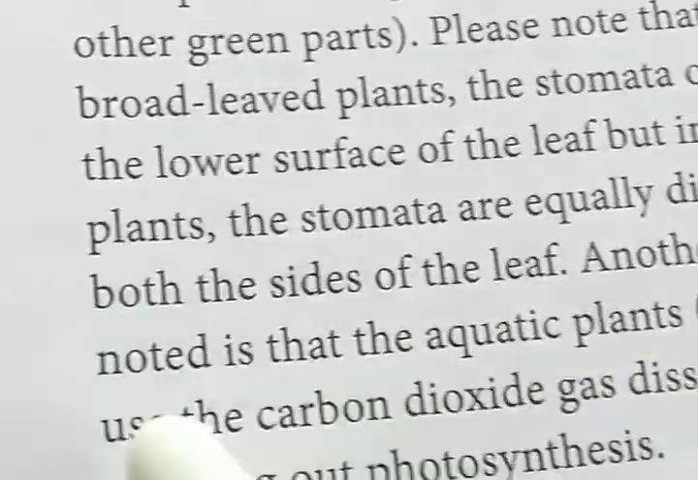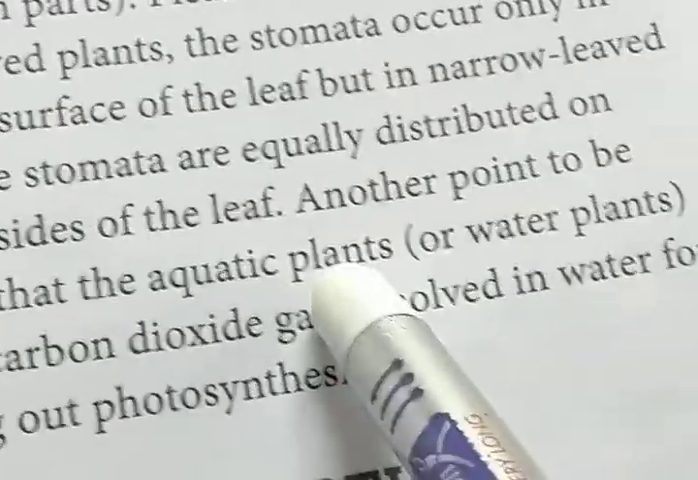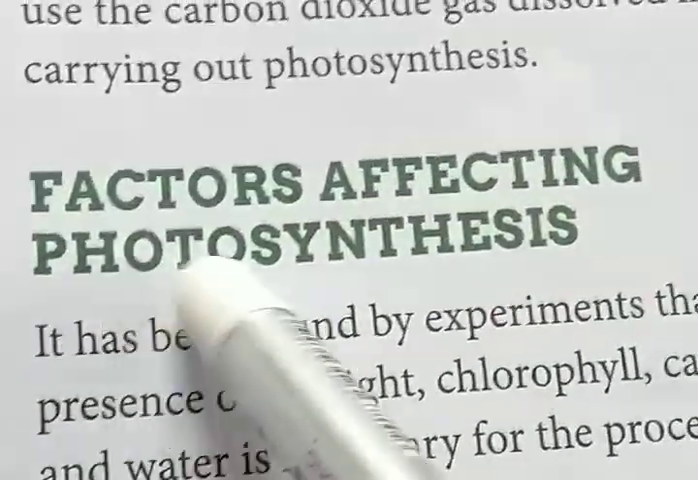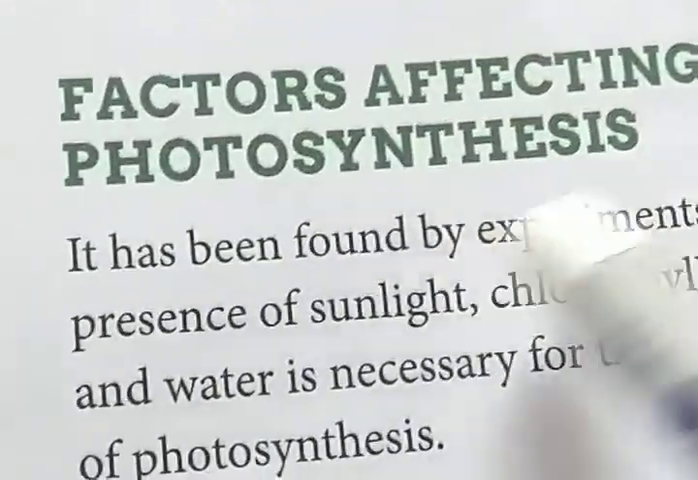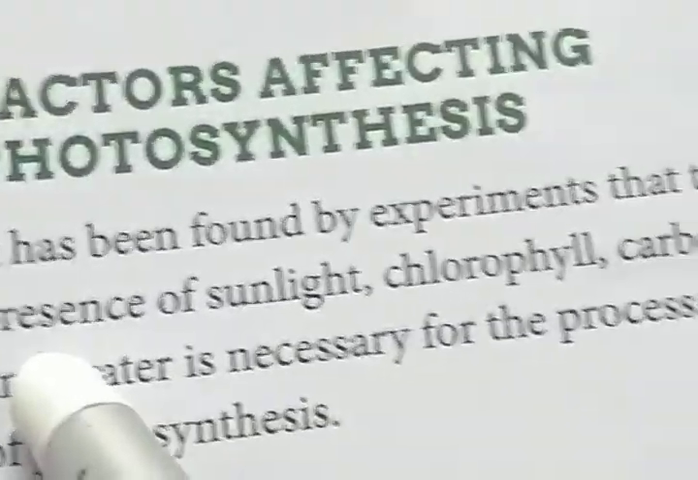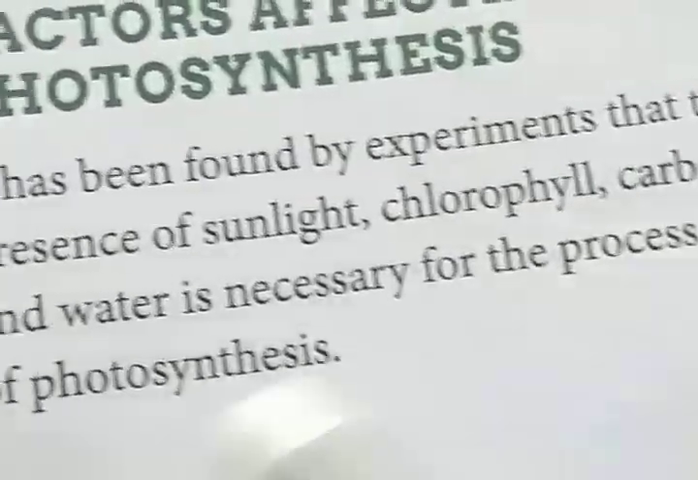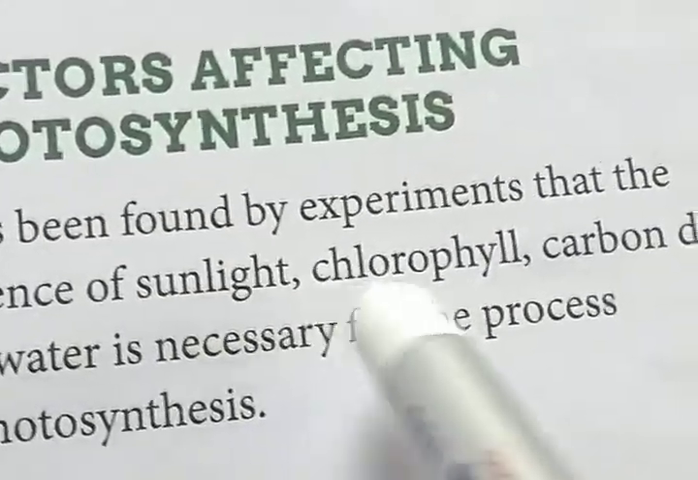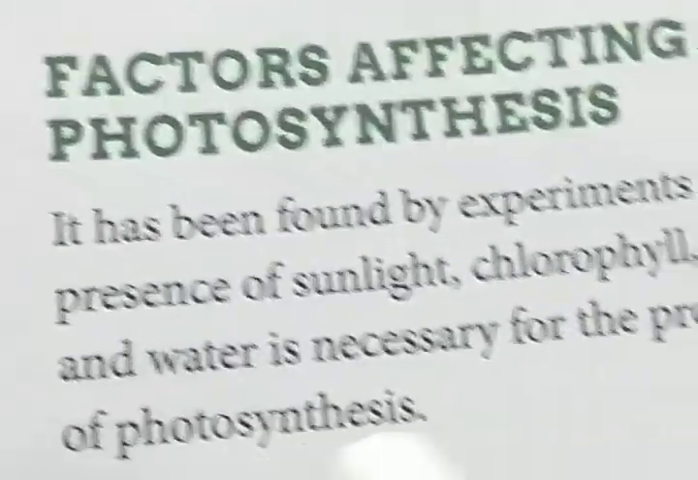Another point to be noted is that aquatic plants use the carbon dioxide gas dissolved in water for carrying out photosynthesis, and it is also helped by stomata. Next, factors affecting photosynthesis. It has been found by experiments that the presence of sunlight, chlorophyll, carbon dioxide and water is necessary for the process of photosynthesis. These are the common materials: sunlight, chlorophyll, carbon dioxide and water.